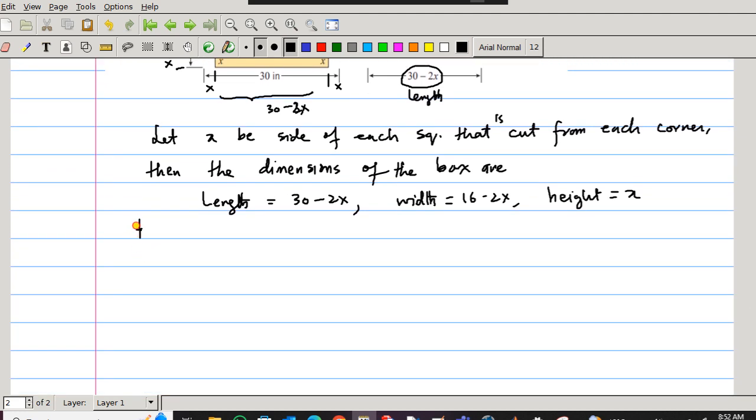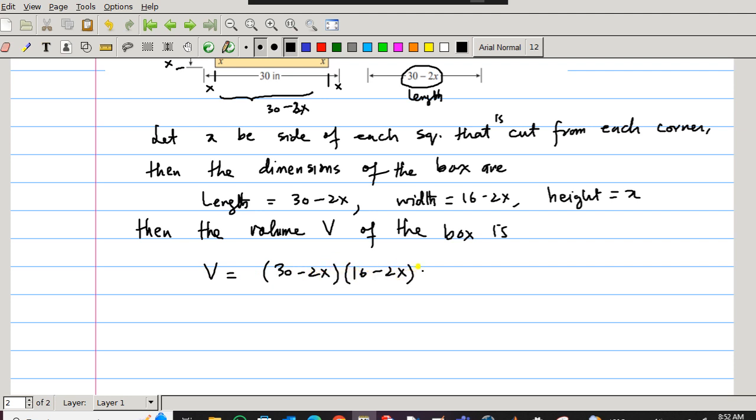Then the volume V of the box is length into width into height.